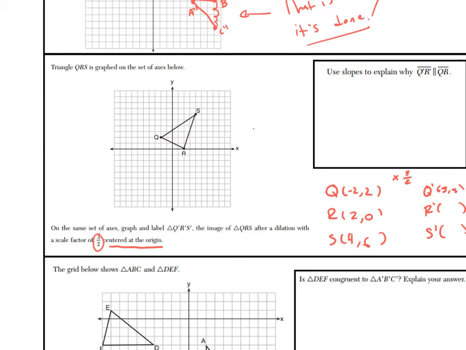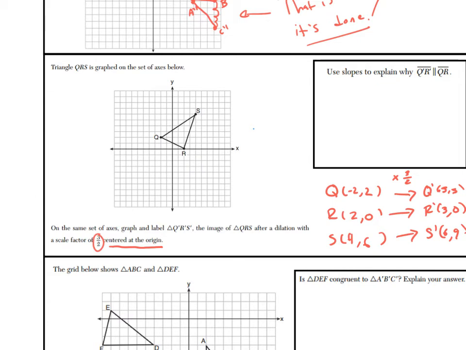3/2 of 2 is 3. 3/2 of 2 again is 3. 3/2 of 0 is 0. 3/2 of 4 is 6. And 3/2 of 6 is 9. So I just multiplied every single coordinate by 3/2. All right, so now we're just going to go to our new coordinates.